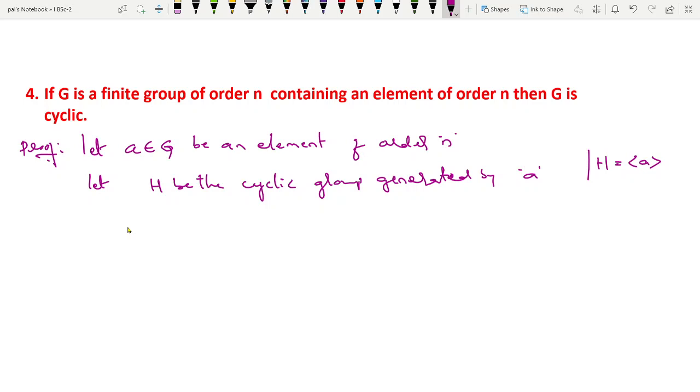And also you write that therefore H is generated by an element A. So because of closure property, all the elements of H are the elements of G.